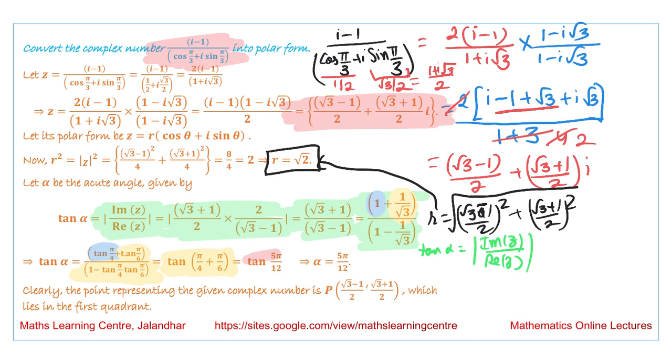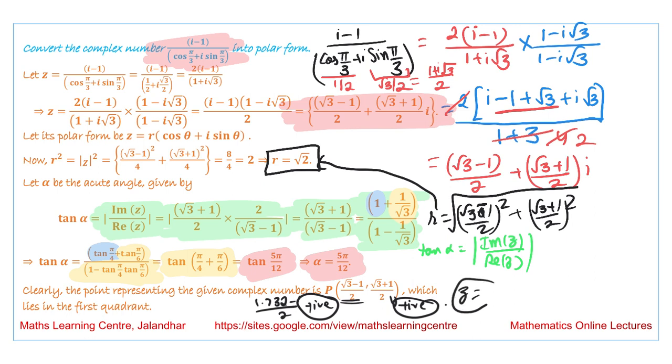And this is equal to tan of 5 pi by 12. So the value of alpha we have is equal to 5 pi by 12. Now the next thing we have to see is in which quadrant this number lies. If we look at this value, it is root 3 minus 1 by 2 (root 3 is 1.732). So this number will be positive, this number will be positive. It means this whole number z lies in the first quadrant.